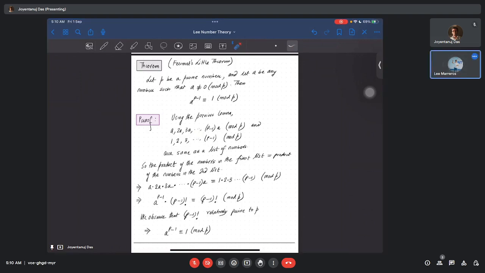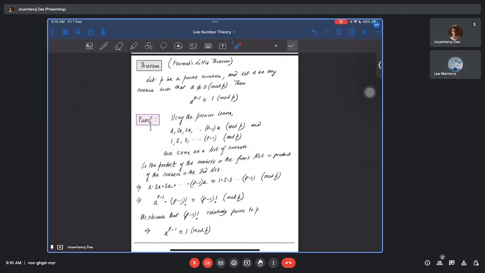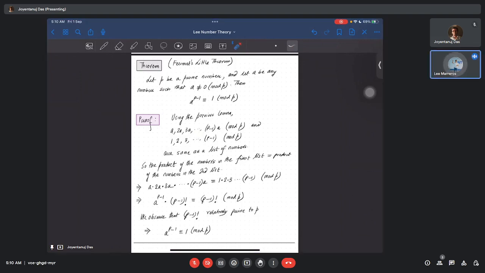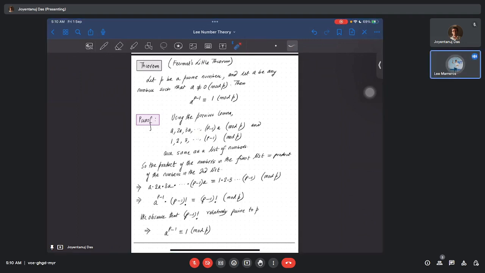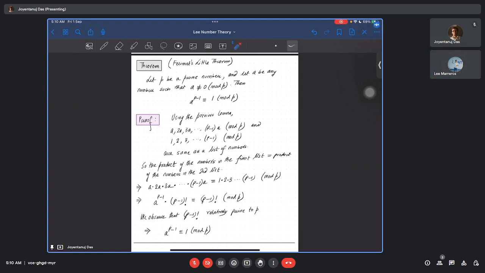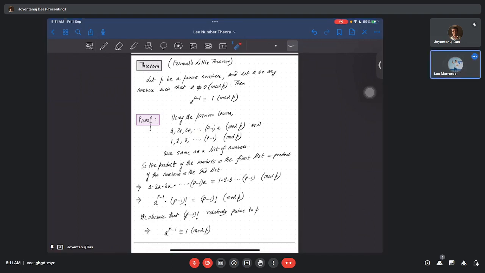We proved the theorem, and we used the lemma in which a, 2a, 3a is the same as 1, 2, 3. That is why we use the lemma.